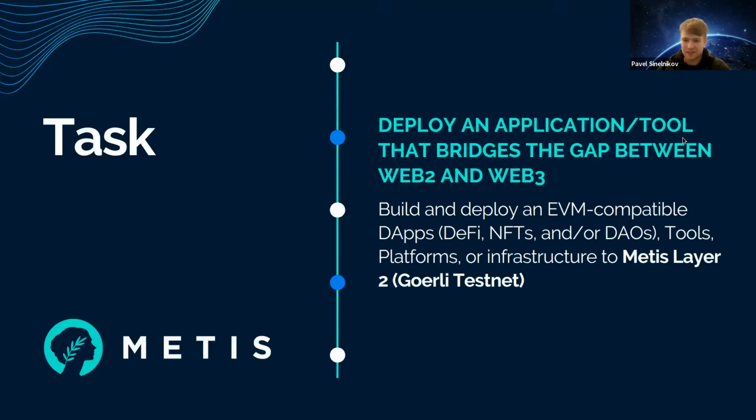So let's talk about the bounty. The task is for Metis Layer 2. There are two types of bounties. First is the Metis Layer 2 bounty, which is to deploy an application to Metis Layer 2 that bridges the gap between Web 2 and Web 3. So it's an EVM compatible dApp, DeFi, NFT, or DAO, tools, platforms, and infrastructure on Metis Layer 2. We've recently converted to the Go Early testnet. We've deprecated our Rinkeby, but it shouldn't be too much of an issue. It's just an RPC change.